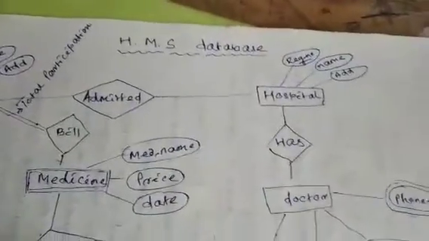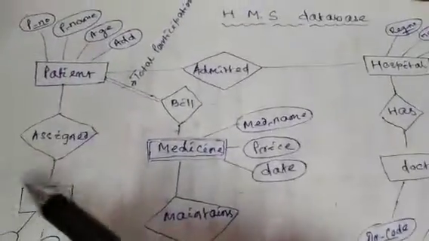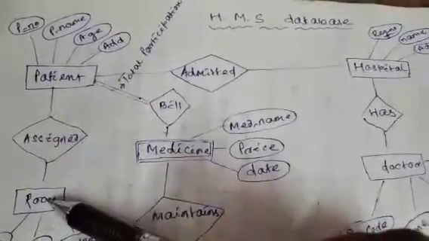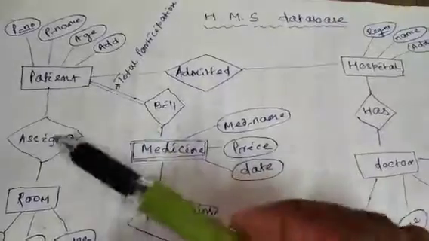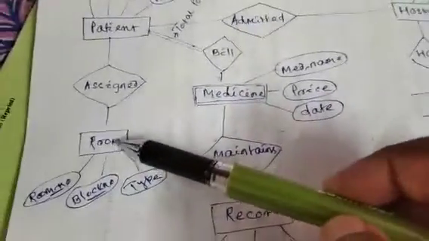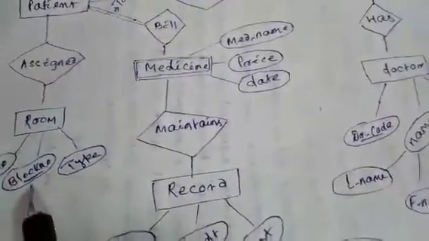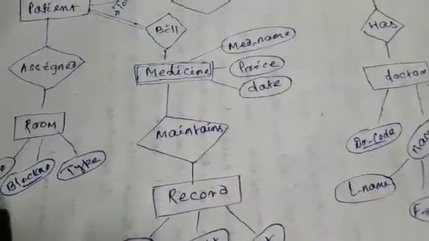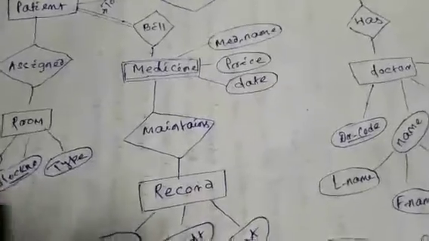And another thing is patient and room. There must be some relation, that is assigned. A patient is assigned a room, and a room is an entity whose attributes are room number, block number and type. So room number and block number may be considered the primary key.